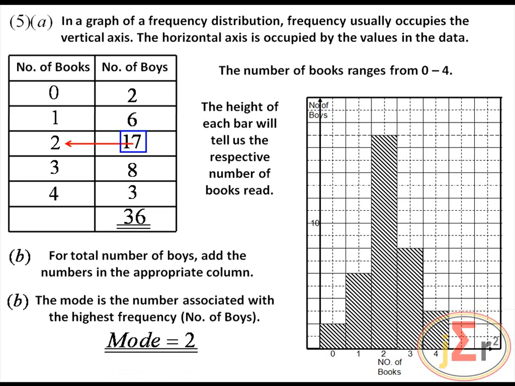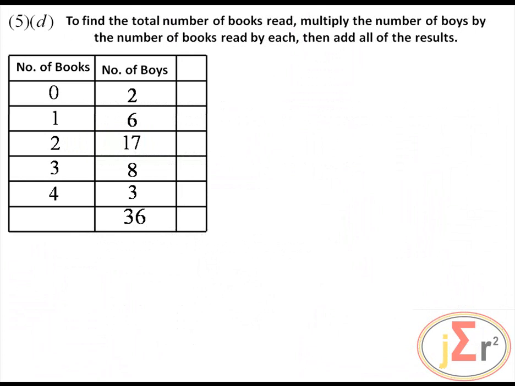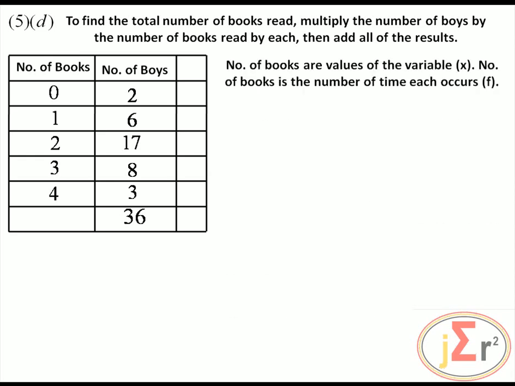How many books did the boys read during the Easter holidays? How are we going to determine that? Let's see. To find the total number of books read, multiply the number of boys by the number of books read by each boy. That makes a lot of sense. Then add all the results and see what happens. So we are going to multiply the number of boys by the number of books read by each boy, and then we are going to add the results and see what happens. So the total number of books read in the entire holidays.